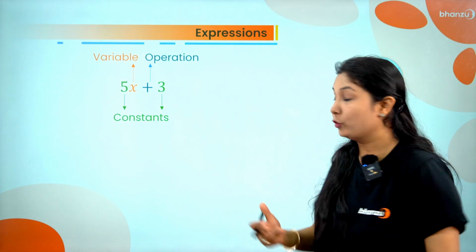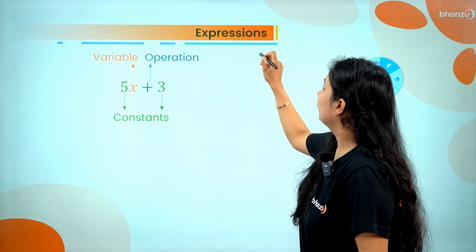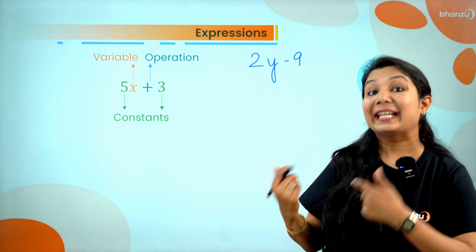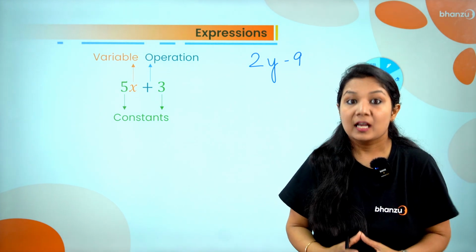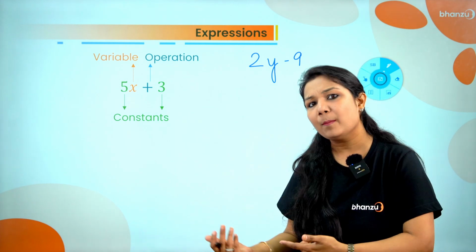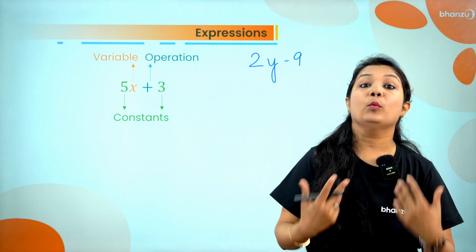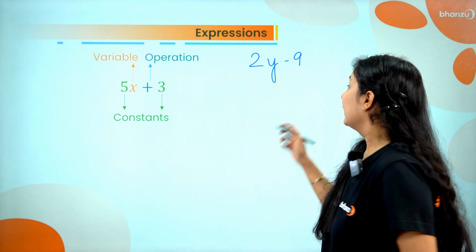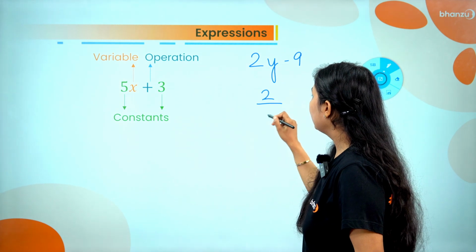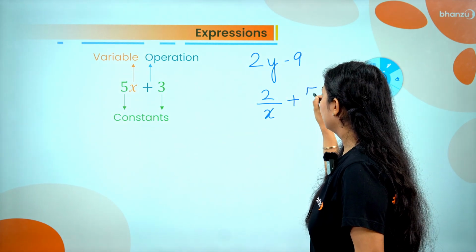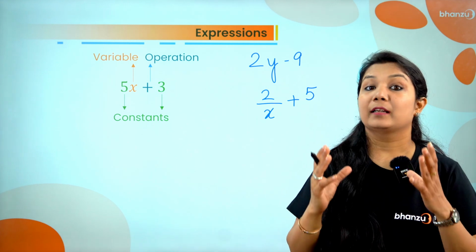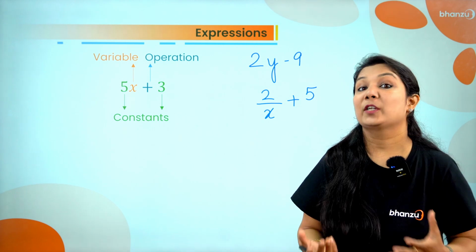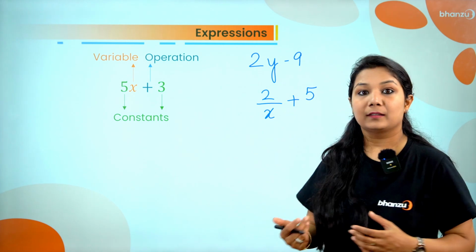So now let's take a few more examples. Over here we have the first example as 2y minus 9. So over here 2 and minus 9 are the constants, right? The minus sign is always carried with the number. What is y? y is the variable. What is minus? It is the mathematical operation, right? If we have 2 by x plus 5, this also has the mathematical operations, plus over here and division. It is an expression like 2 upon x plus 5.